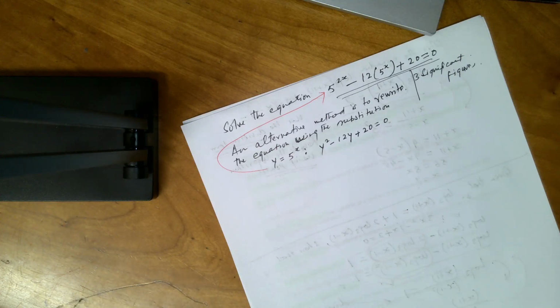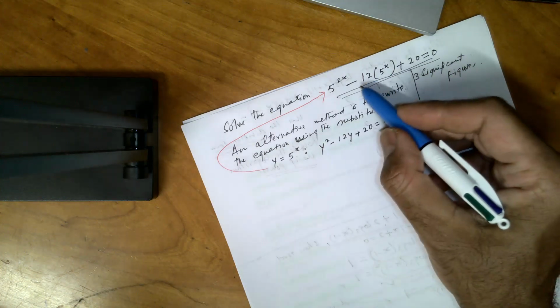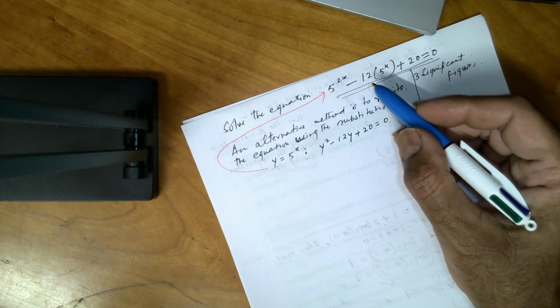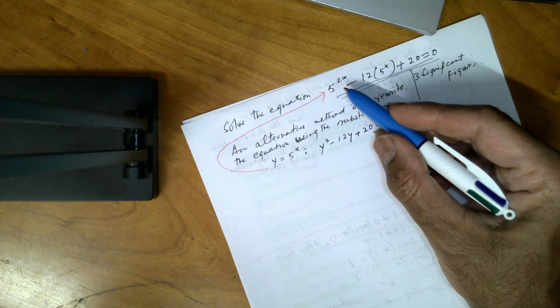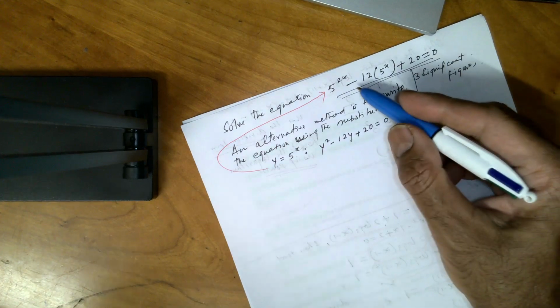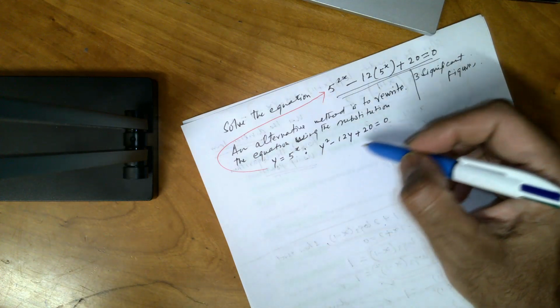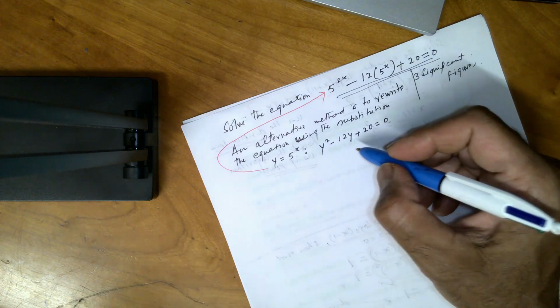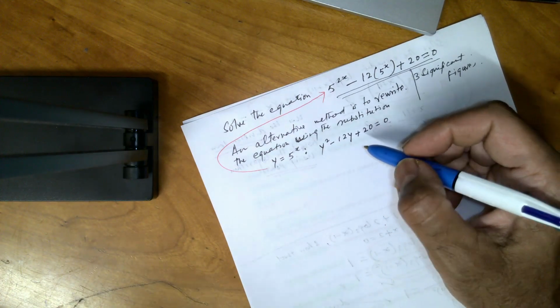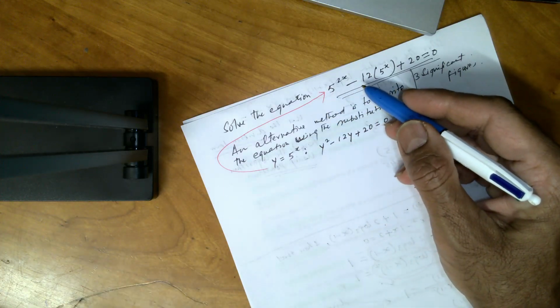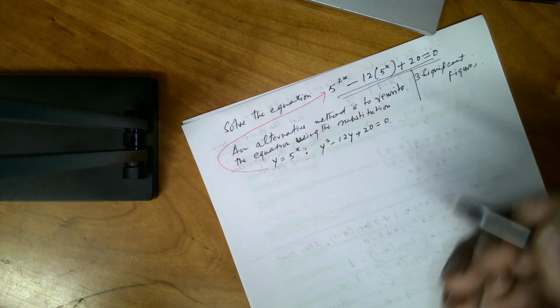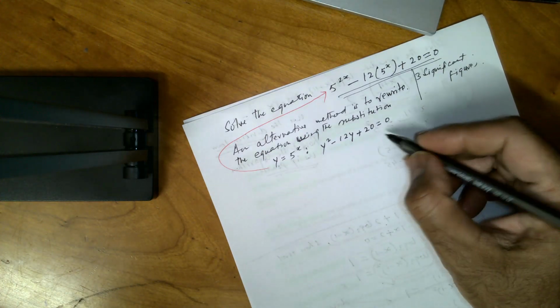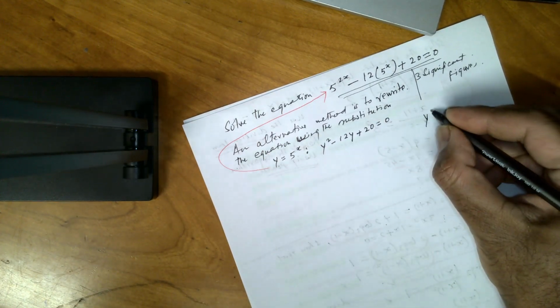So once you have this, you can say that this is a quadratic function of 5 to the power x. Then we can use this as a quadratic function and solve this. First solve this first, get it done, then you move back into this equation again. So this is from your quadratic function. Let's sort this out.